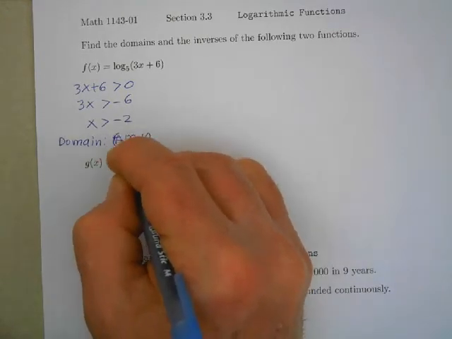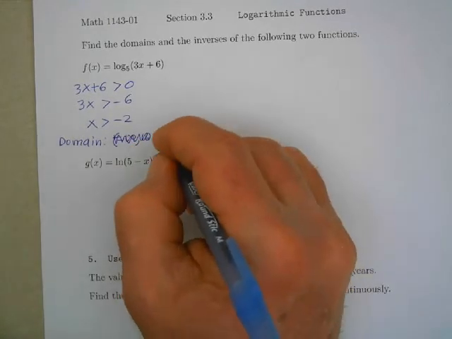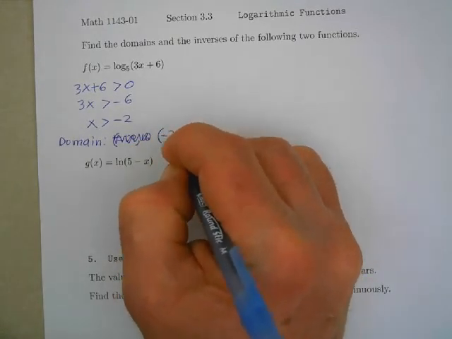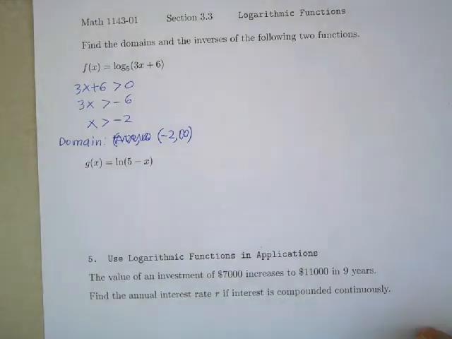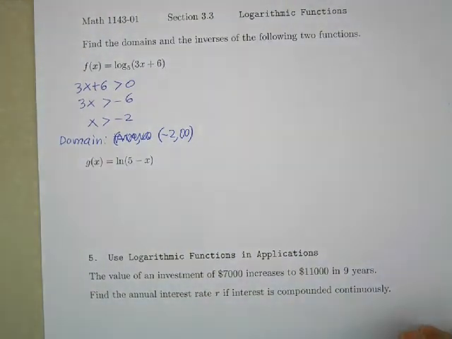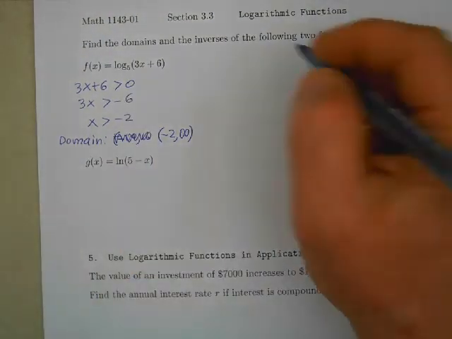Okay, so the domain in interval notation, if it's greater than negative 2, it's parenthesis negative 2 comma infinity. Sorry about that. It's parenthesis negative 2 comma infinity. That's the domain. Now let's just find the inverse.